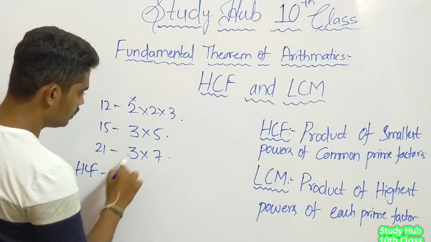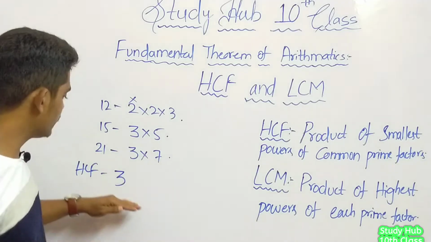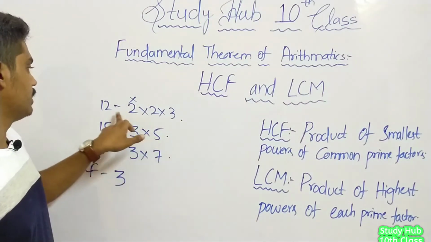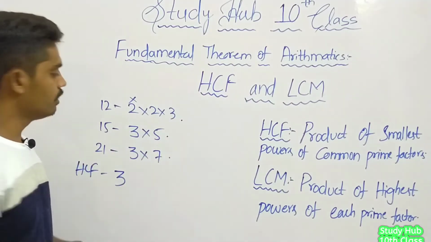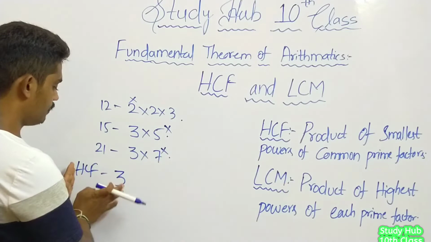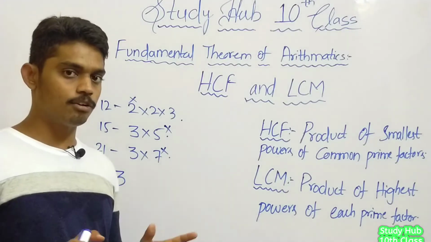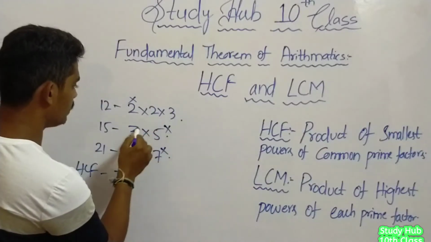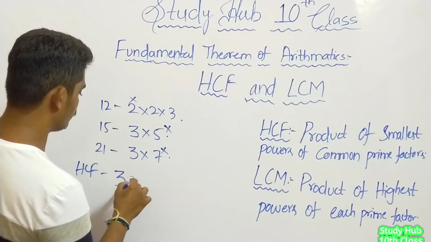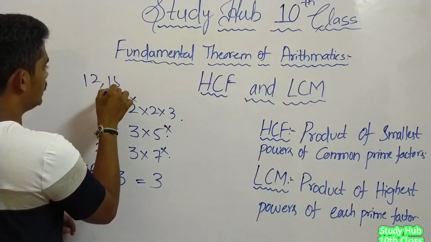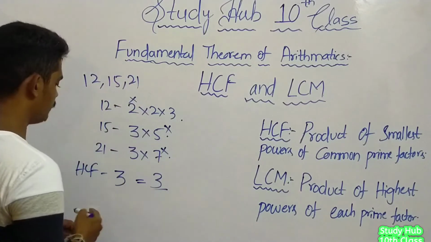3 is present in all the numbers. So we can take 3. And 5. 5 is present only here. Means there is no 5 here, there is no 5 here. So 5 also we don't take. And 7 only here. So we don't take. When it comes to HCF, we will consider only common prime factors, friends. Now the least power is 1 everywhere. So we take 1. So the HCF of 12, 15, 21 is 3, friends.